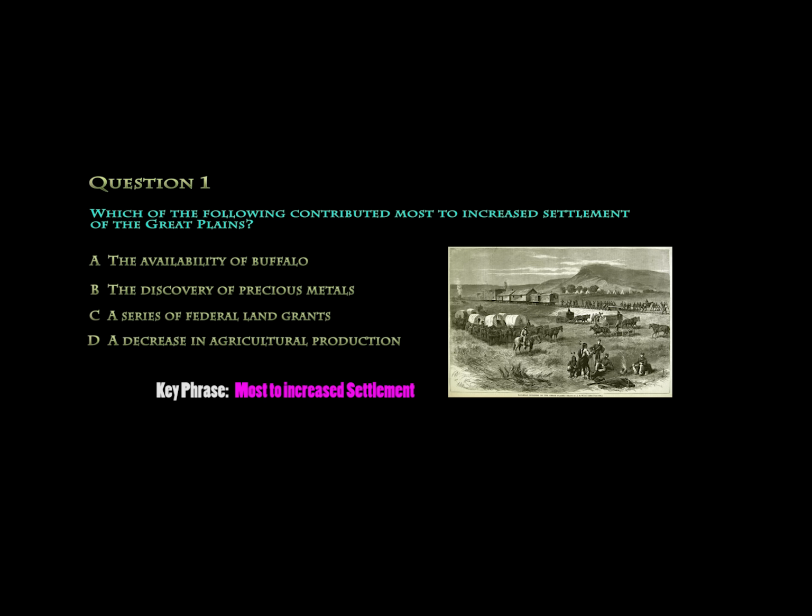A. Did buffalo attract settlers to the Great Plains? No. Buffalo were resources for some settlers. B. Did the discovery of precious metal attract settlers? No. Very few precious metals were found in the Great Plains. C. Did land grants attract settlers? Yes. Free land was a major incentive for settlement of the Great Plains.